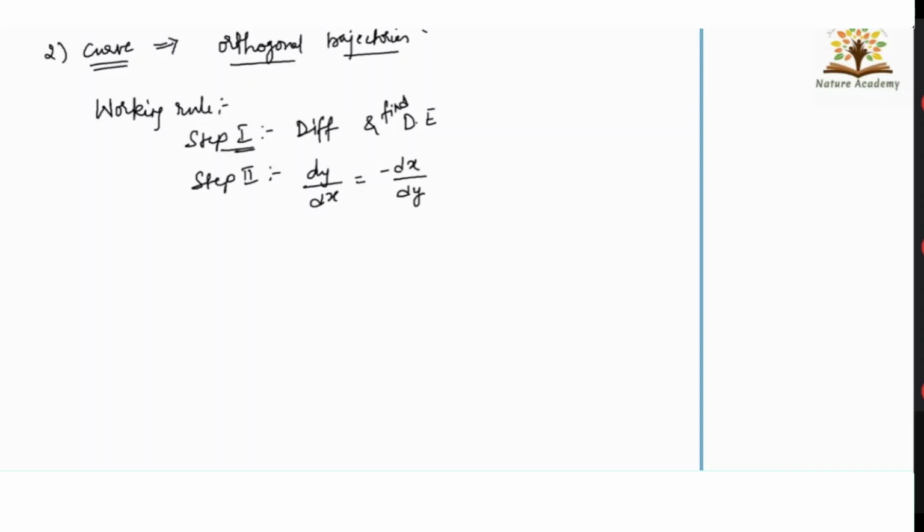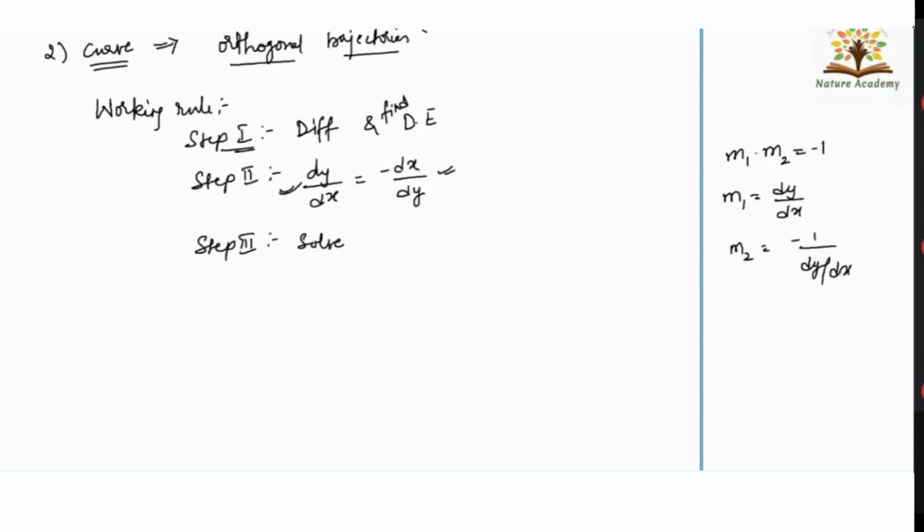So why you have to do this is, we told that the slopes of the two curves, if they are orthogonal, then the product will be minus 1. So in that case, if you have m1 as dy by dx, then m2 will be minus 1 by dy by dx. So that's why we have to replace dy by dx with minus dx by dy.